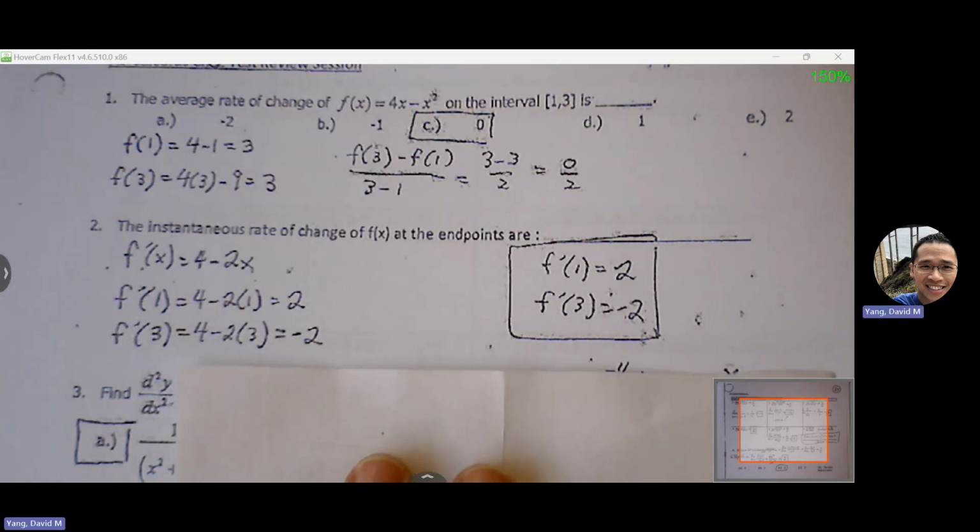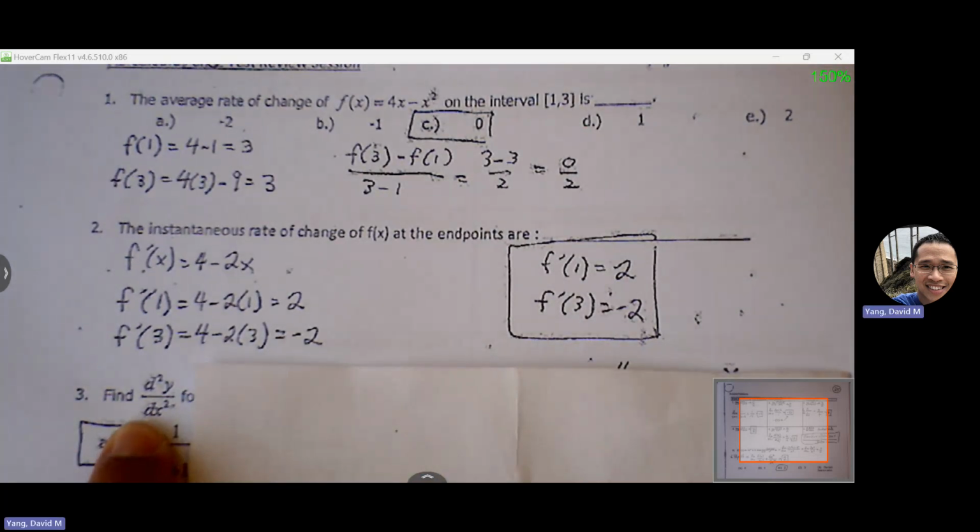Number 3, what does that notation mean? d2y over dx2. Yeah, it just means second derivative. It could mean implicit depending on what the equation looks like, but it just means find the second derivative. I think for now, let's just do the first derivative. The second derivative requires a little bit more.